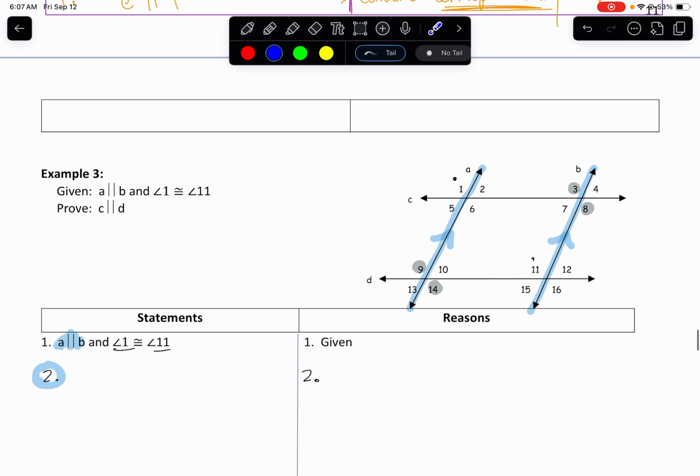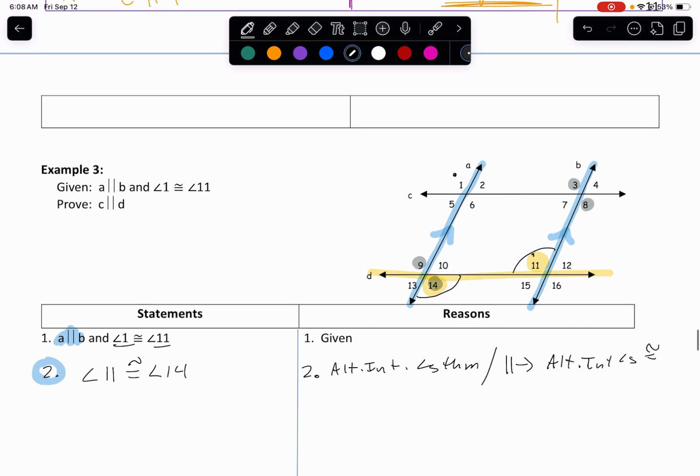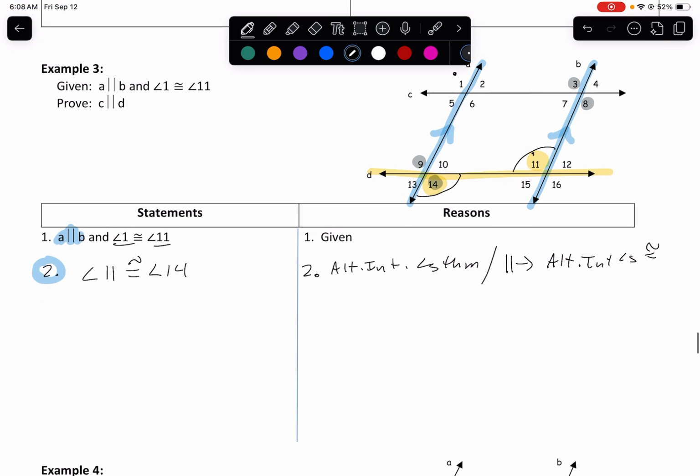I'm going to use angle 14. So, I'm going to use D as the transversal right now, and I'm going to use angle 11 with angle 14. So, 11 and 14 are alternate interior angles that are congruent because the lines are parallel. So, I'm using the alternate interior angles theorem to say that those angles are congruent. Or saying, if parallel, then alternate interior angles are congruent. Those mean the same thing, they just look a little different.